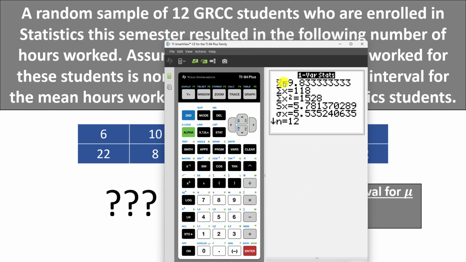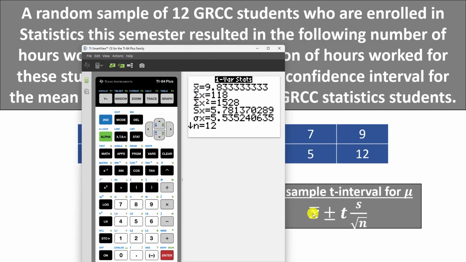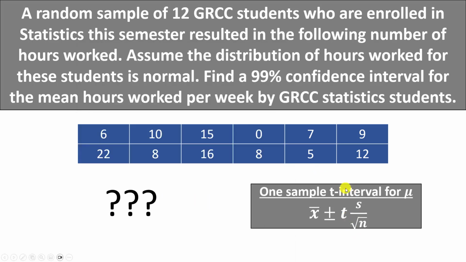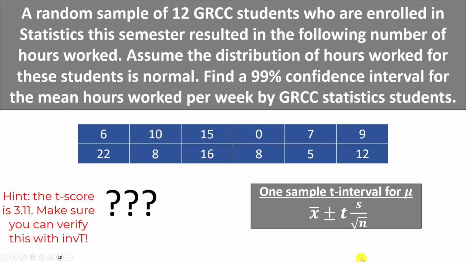So the ones you're going to want to write down are x-bar, because that's in the formula here, of 9.83. You will need s. They label it Sx, but it's just s, which is 5.78, and then the sample size as well, which is 12. So use those numbers, and then go ahead and find the t-score. You'll have to use inverse t. We've already practiced that a few times. So draw the distribution with 99% in the middle, and find the t-score, and then plug everything in to get the upper and lower bounds to your confidence interval. Also, don't forget to write a conclusion or interpretation statement when you're done, and yeah, that should be it.